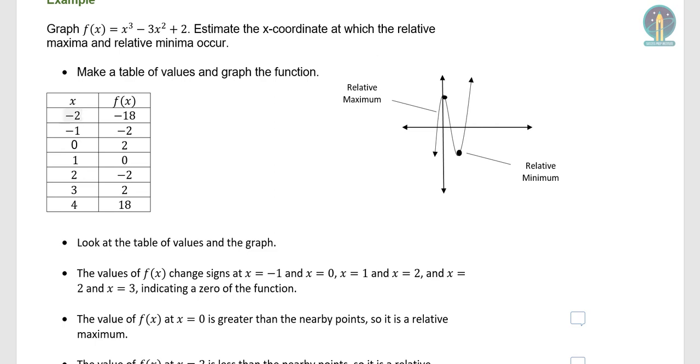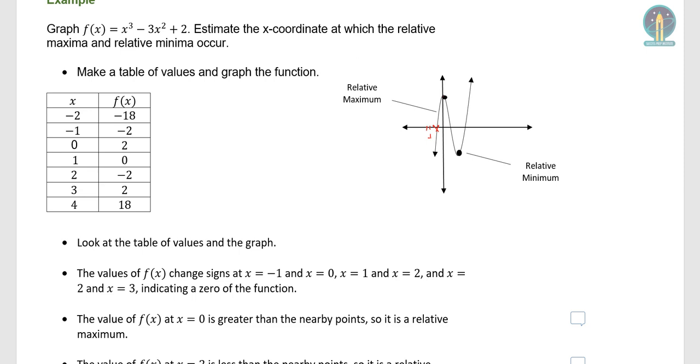So at minus 2 for x, the function value is minus 18, so it's all the way down. At minus 1, the function value is negative 2, so it's approaching here. At 0, the function value is 2, so we know that the first x here is between minus 1, right? Minus 1 is somewhere here, where you get minus 2 for the function.